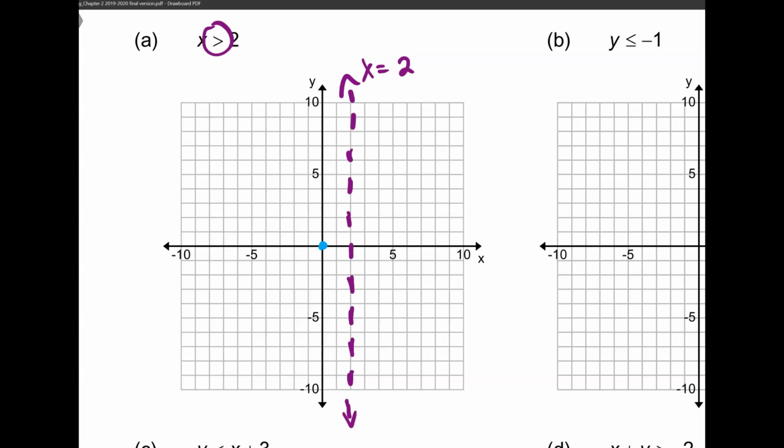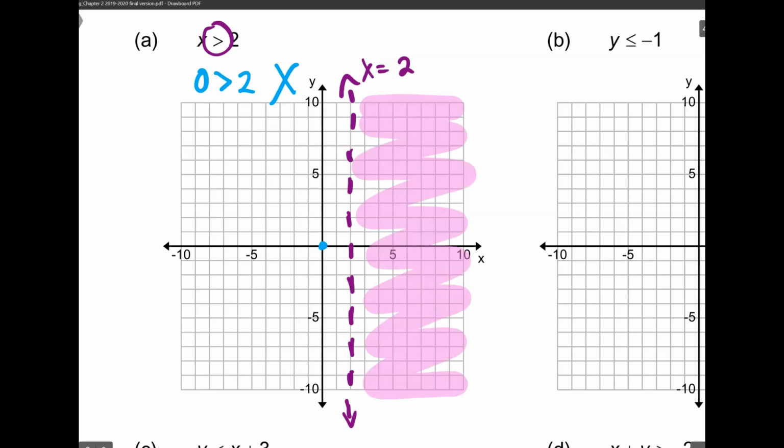What is my x value of 0, 0? 0. Okay, is 0 greater than 2? No. Since that's false, guess what? That half of the graph where it is located will not be shaded. I get to shade the other half. I shade this half.